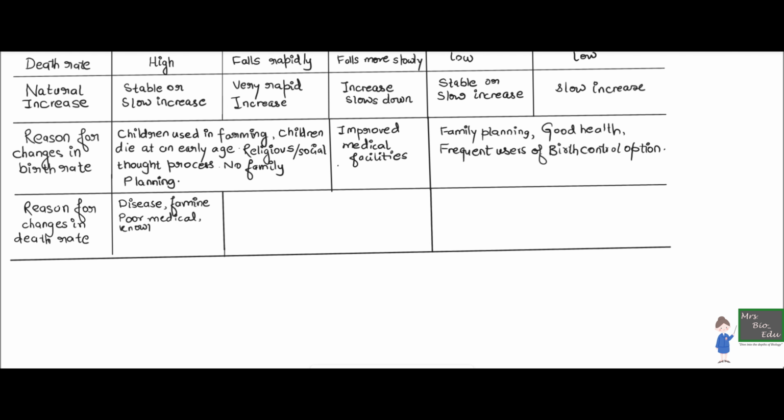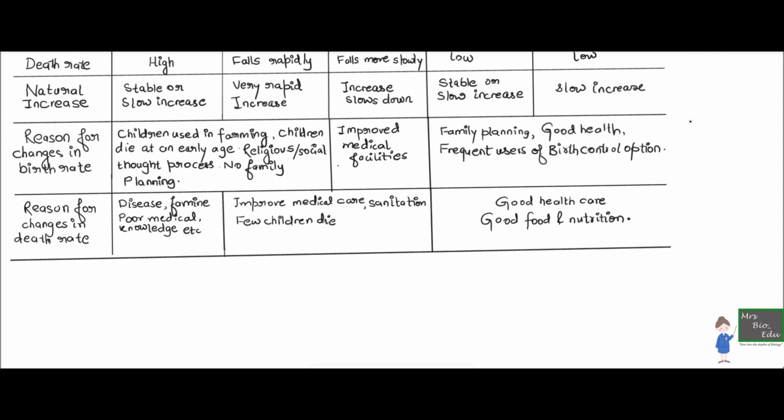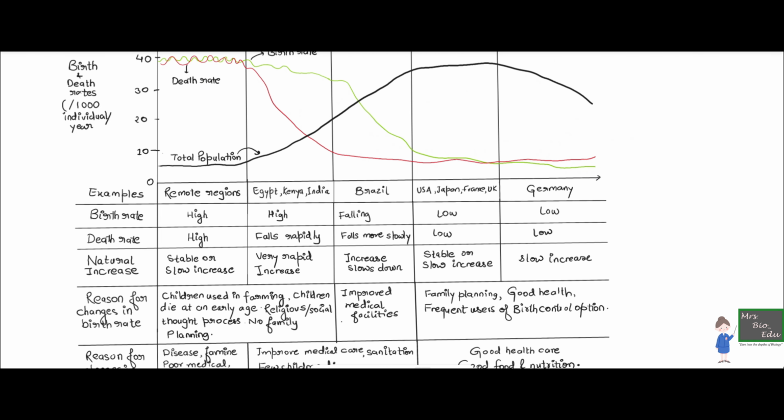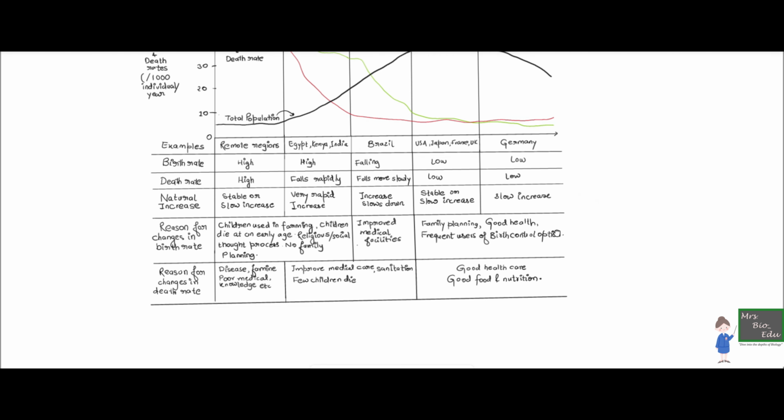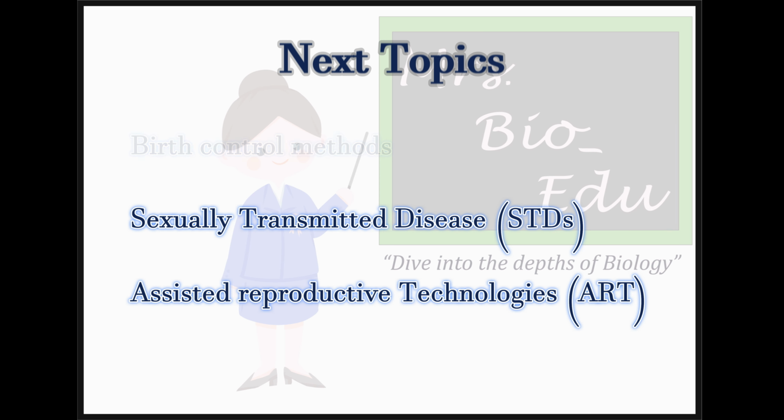So here I'm just writing all the reasons individually, but the overall reason remains the same: developing countries don't have a planned structure. They don't have planned birth control options or planned medical services, whereas developed ones have very good birth control options and family planning. And this is the overall picture of this graph. So this is all about the population studies topic.